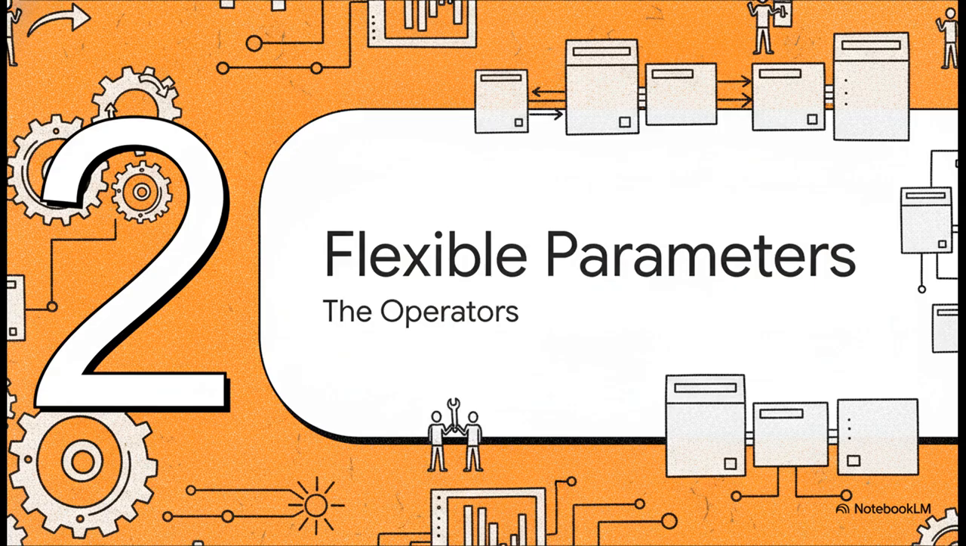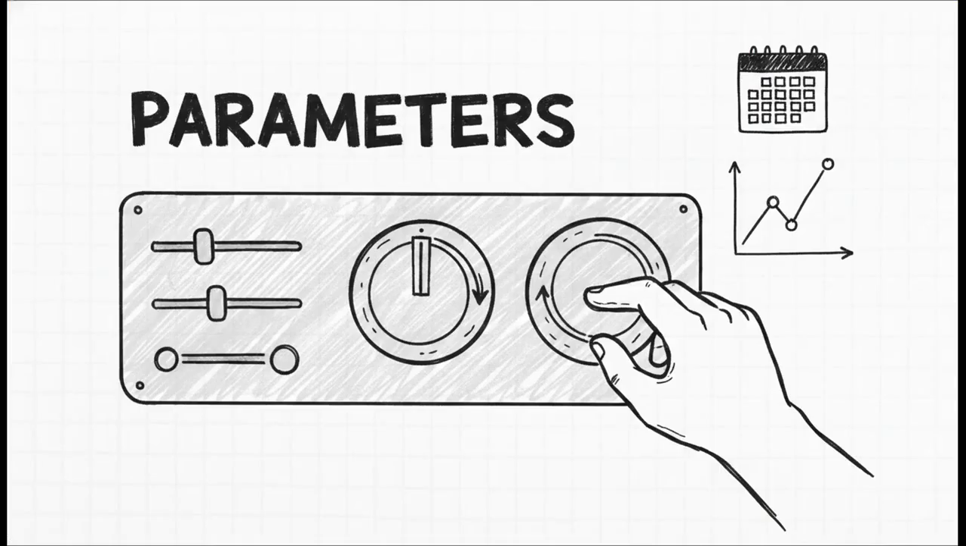Section 2, Flexibility through Parameters, the operators. Now that we've got the rigid structure of our factory down, how do we actually make it adaptable? Well, the answer lies in parameters. Think of parameters as the human operators that adjust the machinery. To make your data actions super easy to reuse, parameters let your users change key elements on the fly.